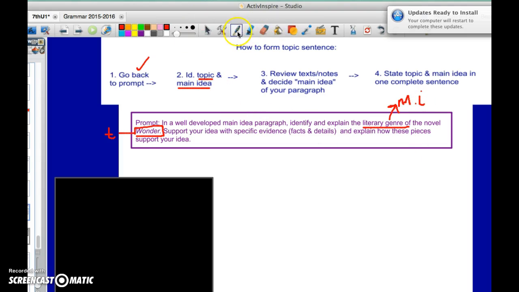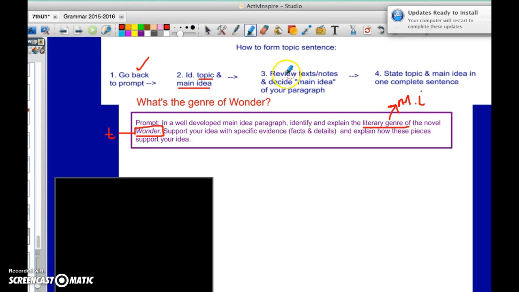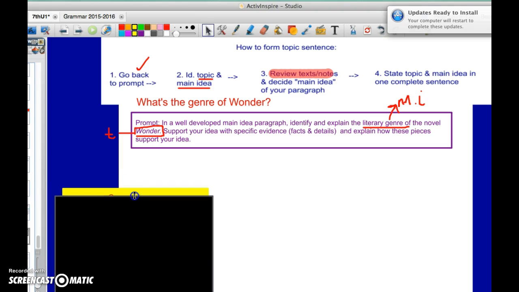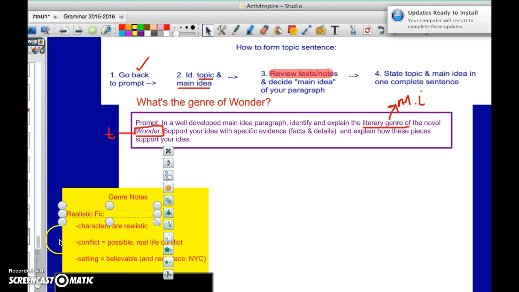Okay, so I'm going to use that same strategy again of even writing out the question for the main idea. What's the genre of Wonder? That's going to help me answer this question, or help with my topic sentence. Step 3, I need to go back and review my notes. So in this case, I have, by myself, done and taken some notes about Wonder. And in my genre notes, I have realistic fiction.